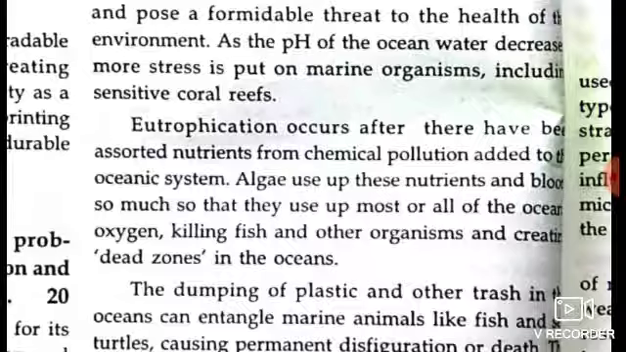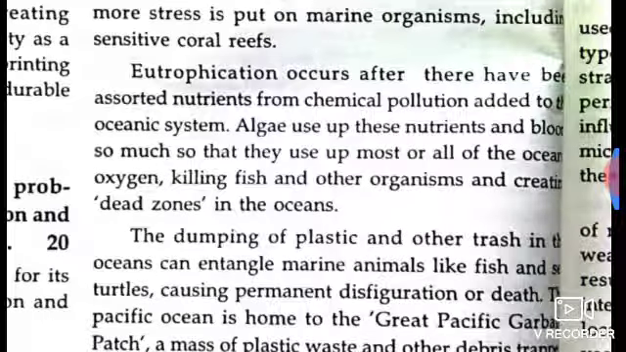Algae use these nutrients and bloom so much so that they use up most of the oceanic oxygen, killing fish and other organisms and creating dead zones in the oceans.